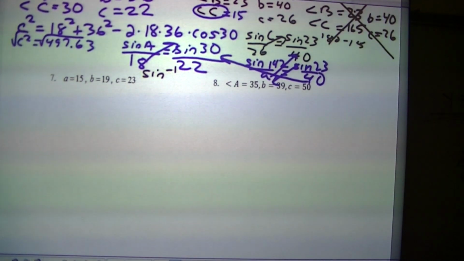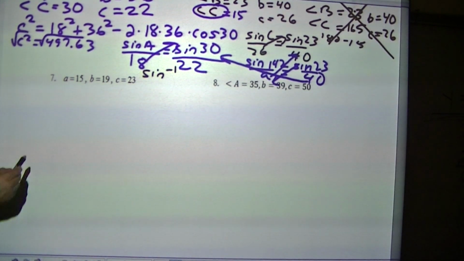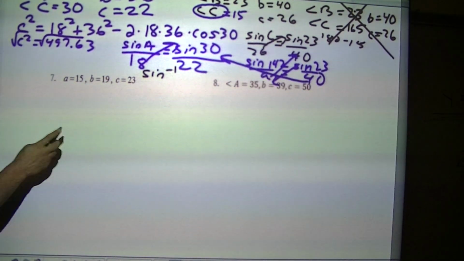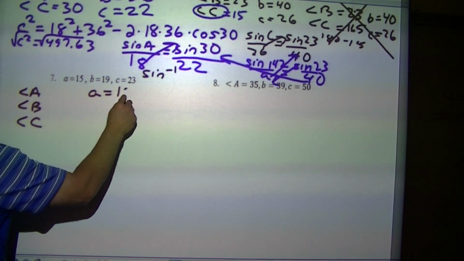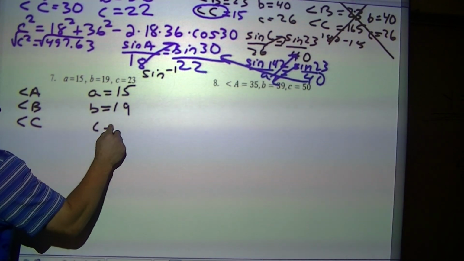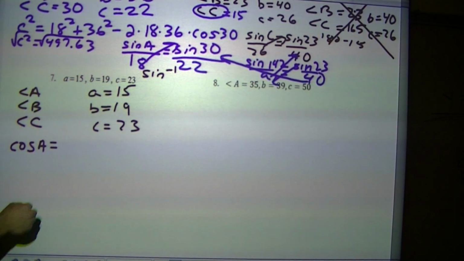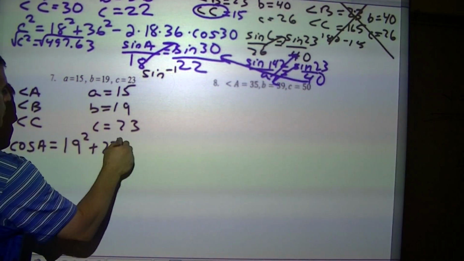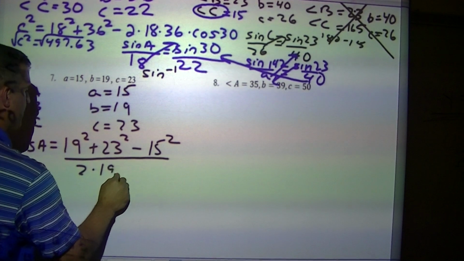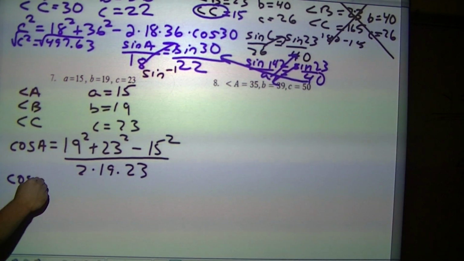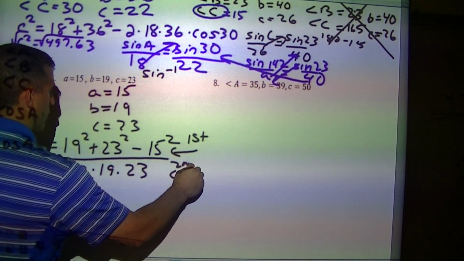Now, this next one, actually these next two are both law of cosines problems. Law of cosines, I know this one because they're all sides. So what I'm going to do is I have to find all the angles. Once again, you will have a formula sheet, so there's no need to memorize it. So in order to find angle A, use the cosine A formula, which basically says 19 squared plus 23 squared, minus 15 squared, all over 2 times 19 times 23. Now, a recommendation on this: go ahead and find this first, and then find this second. Don't try to do it all at once.